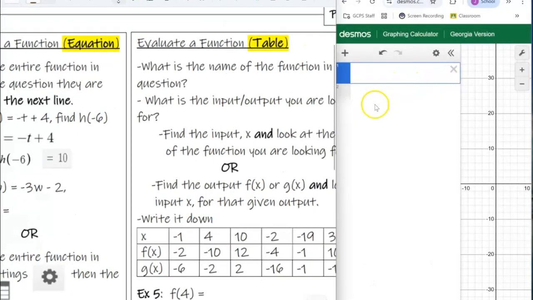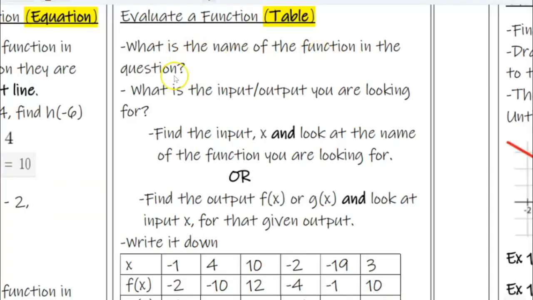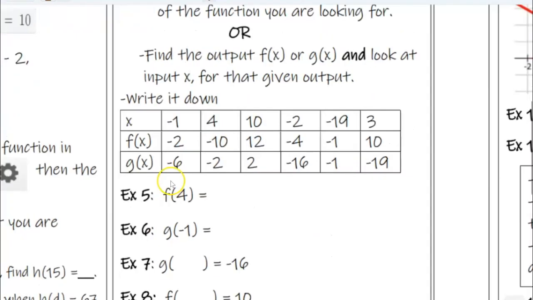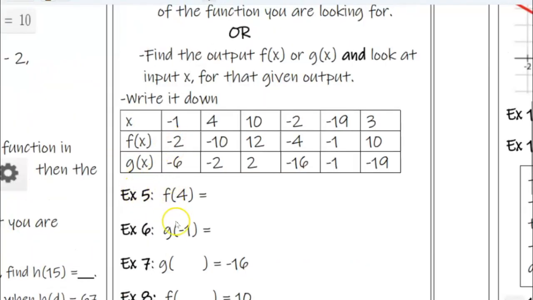Okay, so now we're going to go to evaluating a function from a table. What's the name of the function in the question? So I'm going to come to my question. You see here where it's example 5, 6, 7, and 8. I'm going to do example 5. You're going to do example 6. All right, so as I do example 5, you're doing 6.